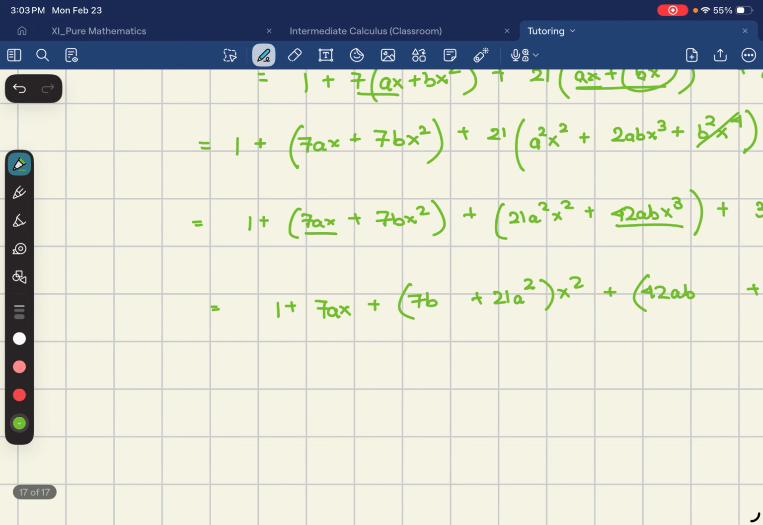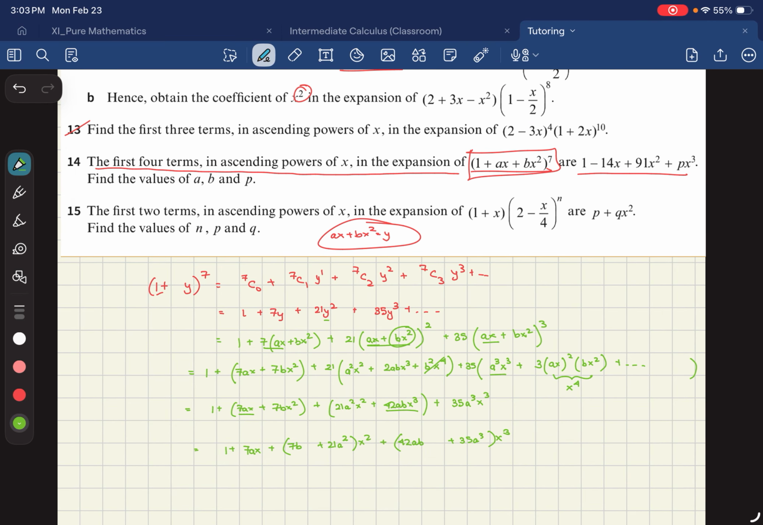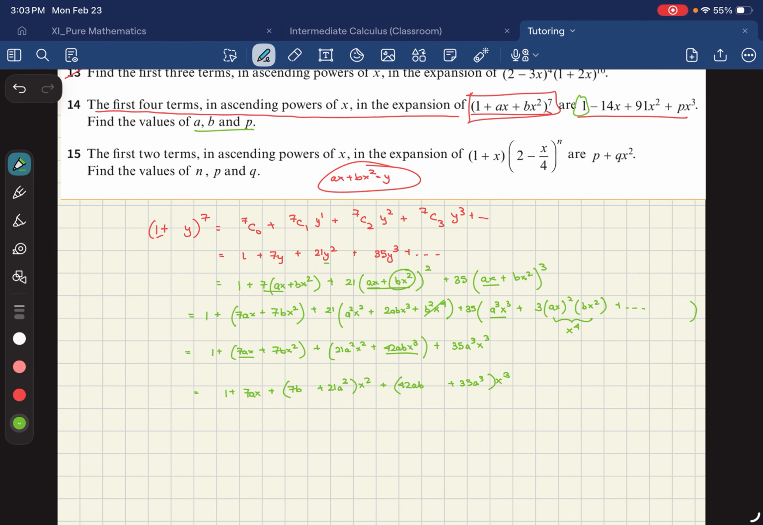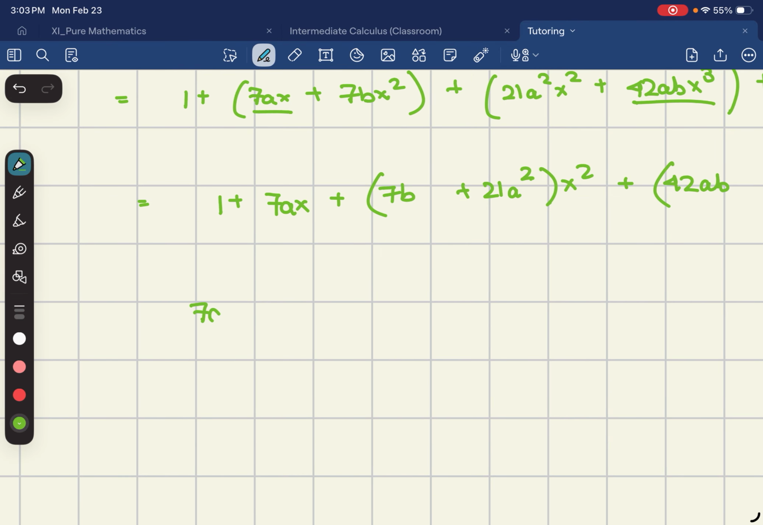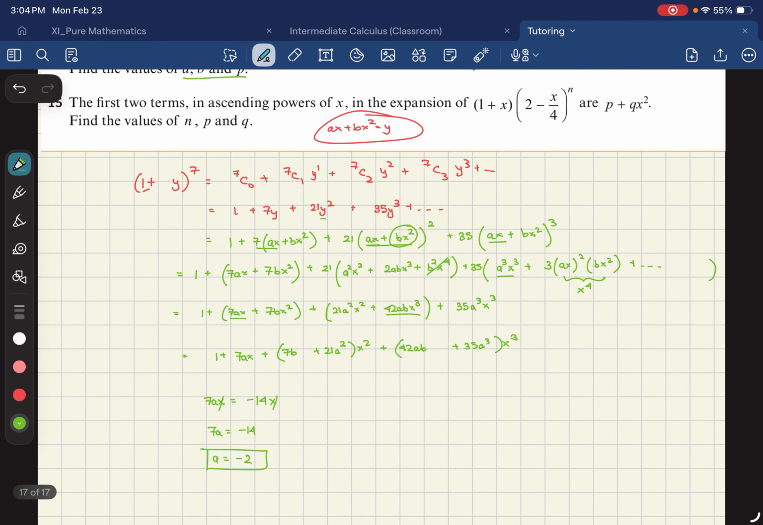Now what does that tell me? The question says I want to find the value of a, b, and p, right? So I am given the first term is 1, that is okay. The second term is negative 14. So 7ax is equal to negative 14x. And therefore, if I cancel out the x's, I get 7a is equal to negative 14 and a is equal to negative 2. So I get a is equal to negative 2 as my answer.